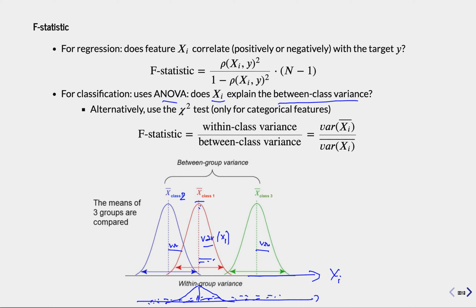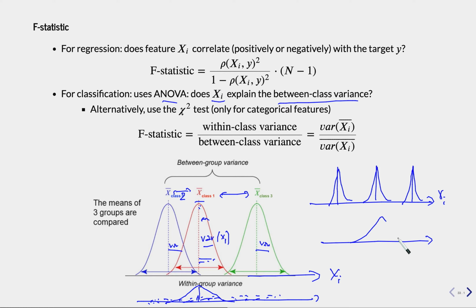And then a good feature is one where the means are very far apart and where the variances are very small. Right? So the ideal situation is one where the three classes in this case are very clearly separated by this feature xi. That's the best case scenario. Worst case scenario is where they all sort of overlap. And well, this feature doesn't really tell you anything. By looking at the value of this feature, we cannot tell anything about which class it's going to be.